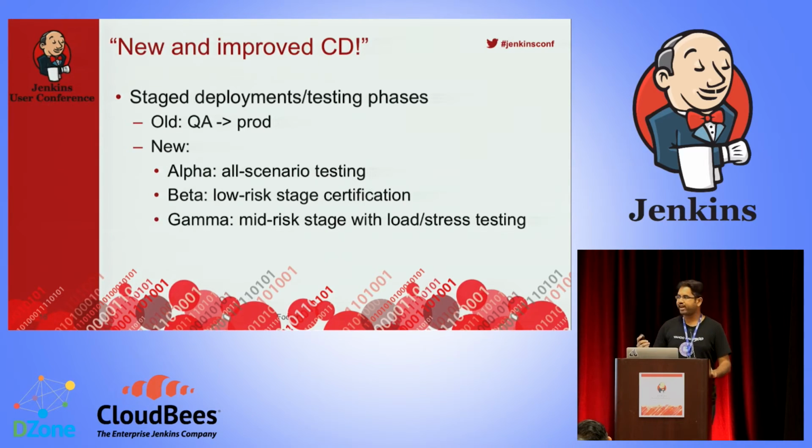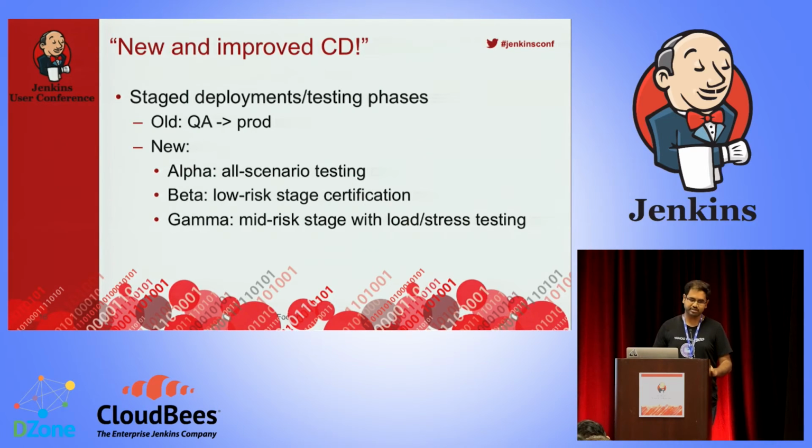Next one was gamma. Gamma is where we wanted to catch issues with respect to load and also stress testing. Agreed, we had some stress testing as part of testing, but we wanted to do it with real users. So we did an intelligent way to pump as much traffic as our servers can hold in production with real users, and then figured out whether the build is good or not.